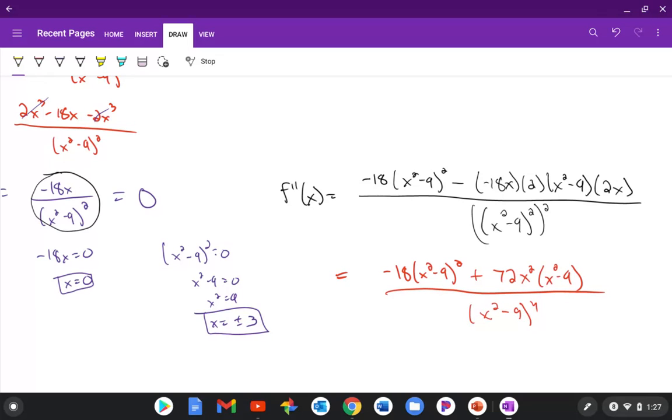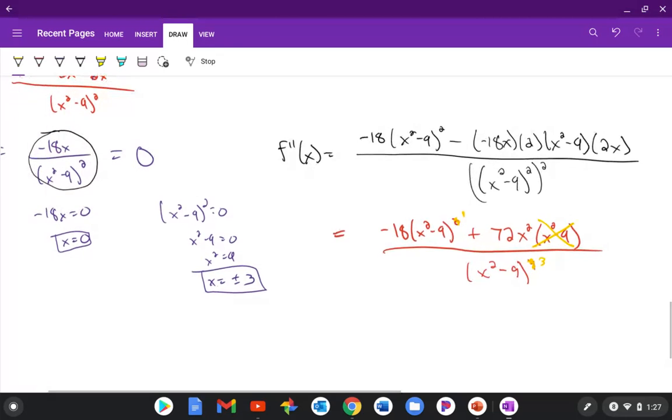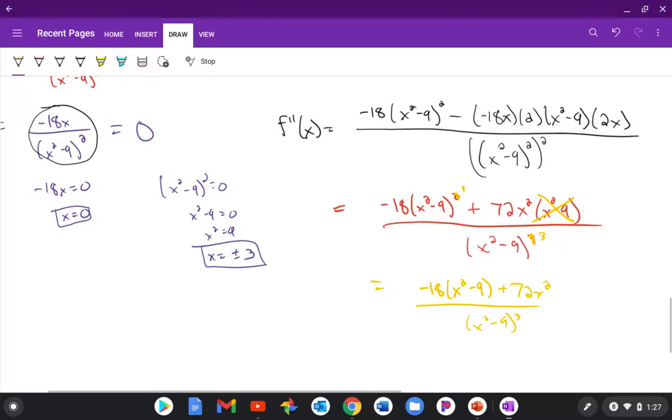And notice how all of these actually have an x squared minus 9 term. So I can wipe out one of these, and then I'll wipe out one of these as well, which is the 3rd. Now we do have to cancel it from both of those top terms. So now we're left with negative 18 times x squared minus 9 plus 72x squared over x squared minus 9 to the 3rd. You could, I suppose, plug it in at this point.